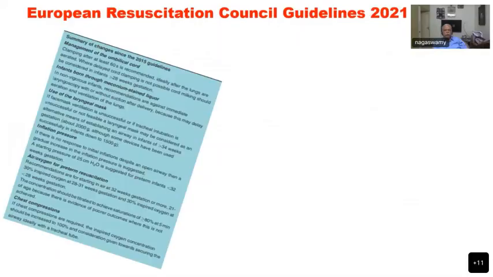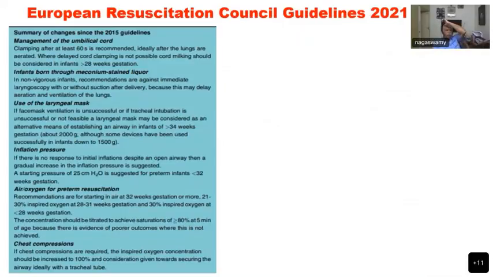Now, European guidelines 2021, the summary: management of umbilical cord, about clamping, what we had told earlier. Infants born through meconium-stained liquor, non-vigorous infants only, you recommend aspiration. Otherwise, if the baby is nicely crying and breathing in spite of meconium-stained liquor, you don't have to do anything. You just have to observe the baby.